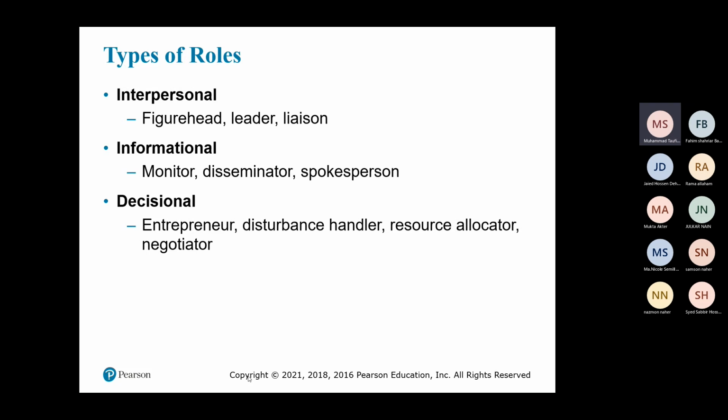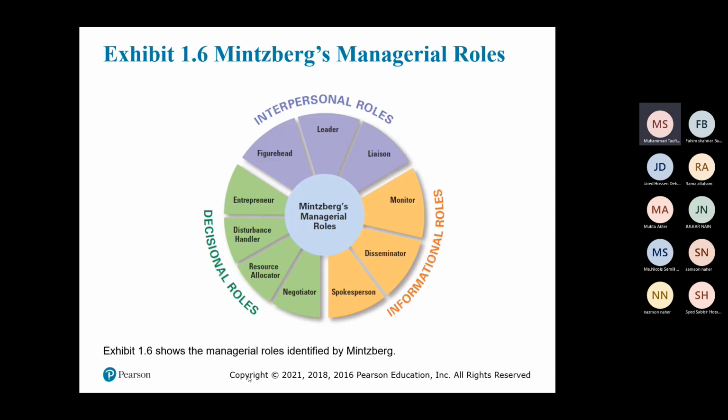From these groups, we have the 10 roles. Under interpersonal we have three roles: figurehead, leader, and liaison. Under the informational role we have monitor, disseminator, and spokesperson. And lastly, under the decisional role, we have entrepreneur, disturbance handler, resource allocator, and negotiator. This figure is just the graphical representation of the roles.